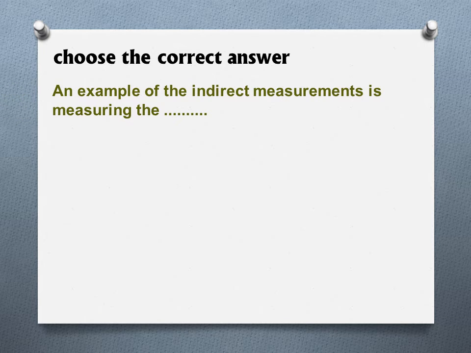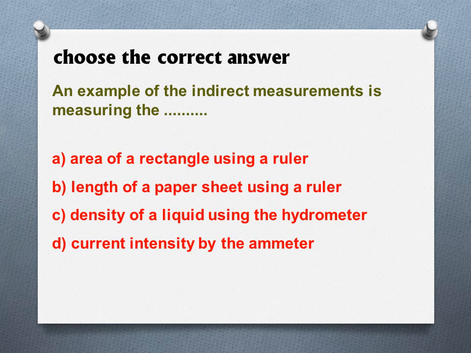An example of the indirect measurement is measuring the area of a rectangle using a ruler, length of a paper sheet using a ruler, density of liquid using a hydrometer, or current intensity by the ammeter. The correct answer is area of a rectangle using a ruler because there are two readings, length and width. To find area, you find the length of the rectangle and its width, then multiply length times width. So it is an indirect measurement.